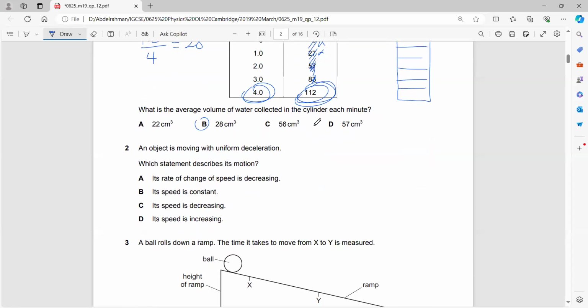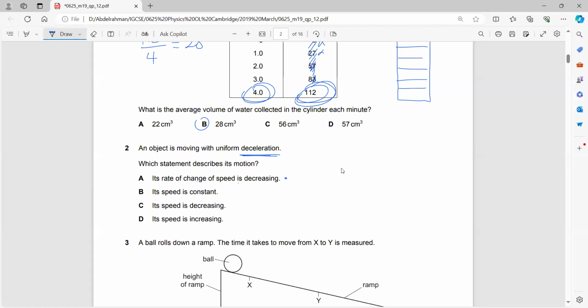An object is moving with a uniform deceleration. What does deceleration mean? Which statement? Its rate of change of speed is decreasing. A lot of you would choose this answer. But sadly, this answer is wrong.